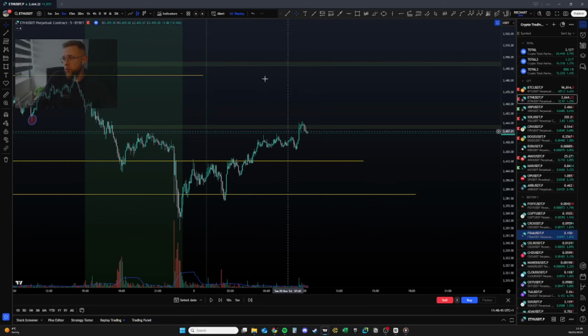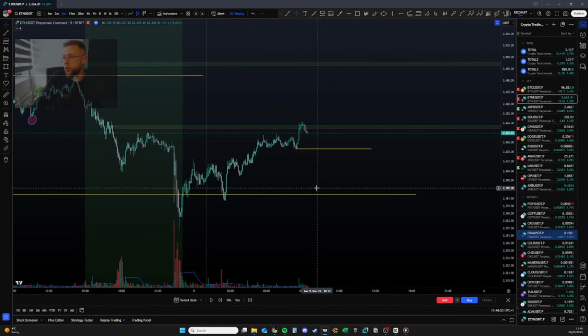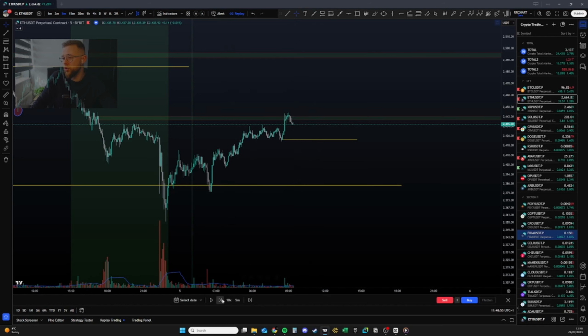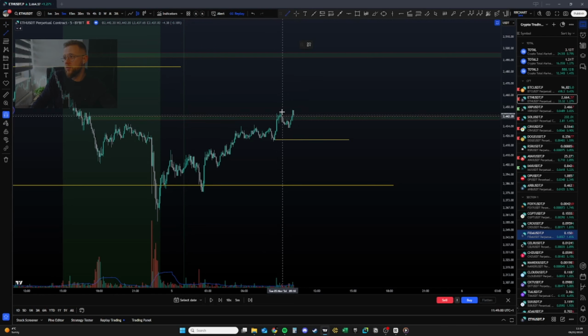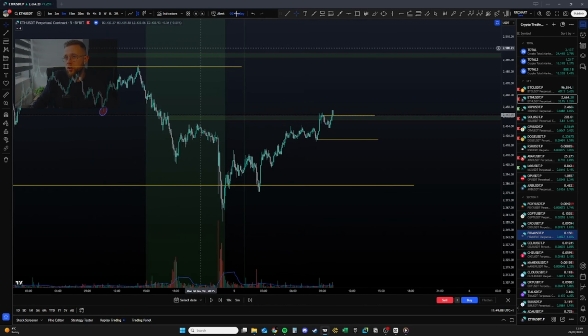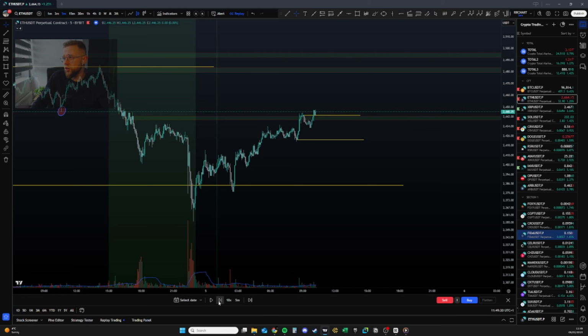So what I will do, I want to see at least that it breaks this level here. I will take it up, and if it breaks there, I will of course pay attention to the volume, and then we are going short again. Otherwise, if it goes up and it breaks this level, then we are going long, but for now, it looks like it tests this one. That's why I will not go to the long side.